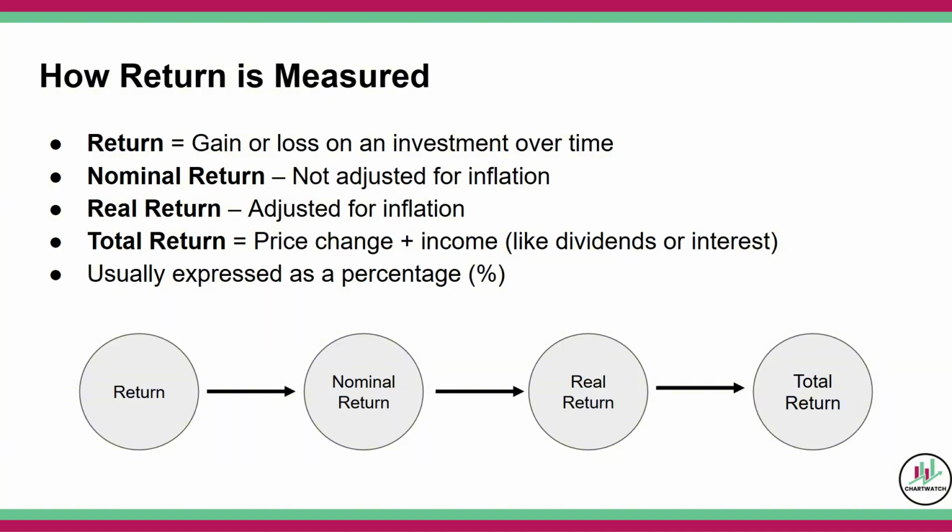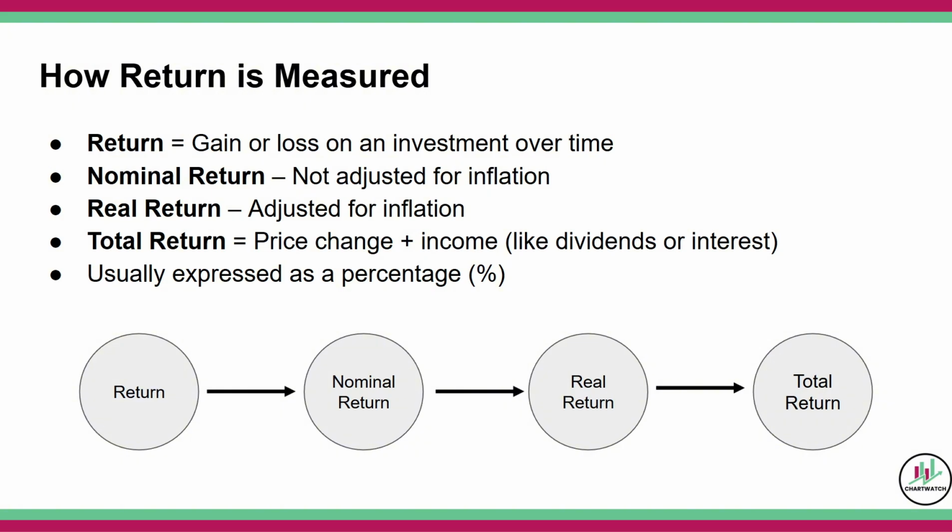It's also important to include all components of a return. So you've got capital appreciation, which is the increase in price of the asset. You've got income, such as dividends from stocks or interest from bonds. And when both are combined, you get the total return, which is the last term. The total return gives you the most complete picture of how your investment has performed.